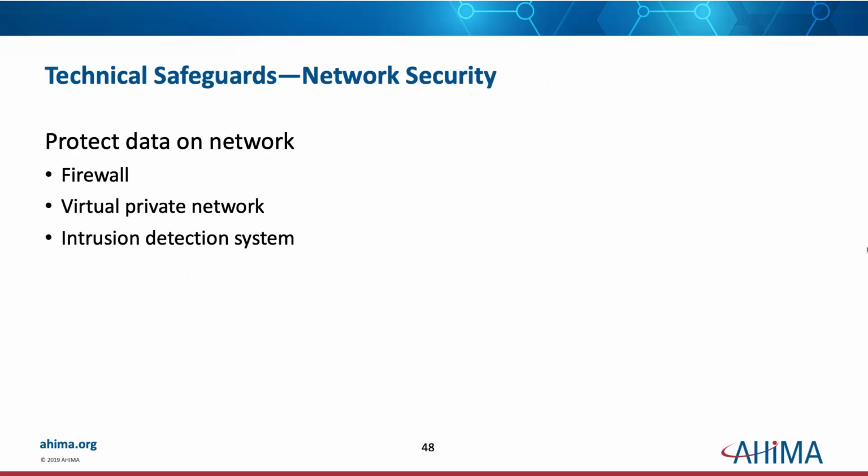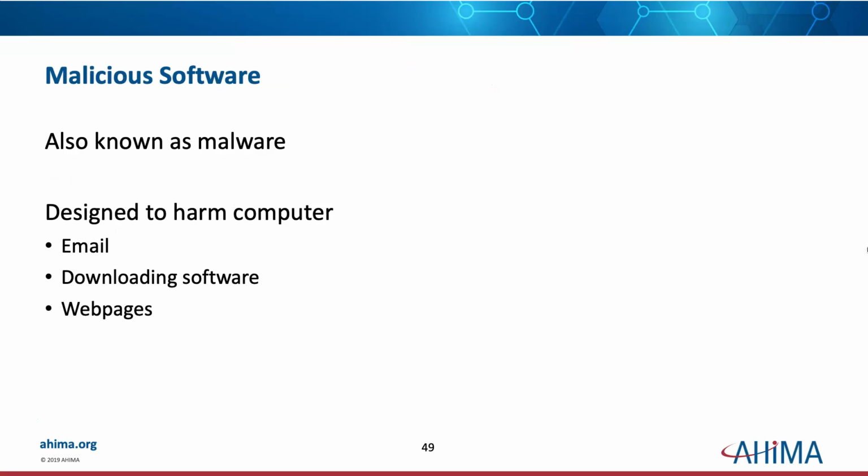Protecting data on a network using firewalls or VPNs, having an intrusion detection system. Those are all really important in the world we live in. And this is talked about on pages 233 and 234. All right, now we get into malicious software, also known as malware. It's designed to harm computers through email, downloading software, web pages, those types of things. And that's on pages 234 to 235.